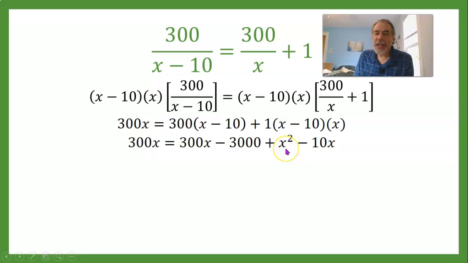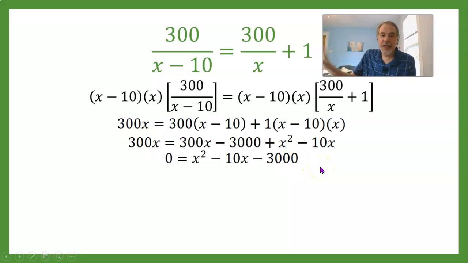Now this is a quadratic equation because it has an x squared in it. So let me try to solve this by getting a 0 on one side equal to whatever we have on the other side. To get a 0, might be easiest to get a 0 over here by subtracting 300x on both sides. And then I have the x squared, the minus 10x, and the minus 300 together on that other side.